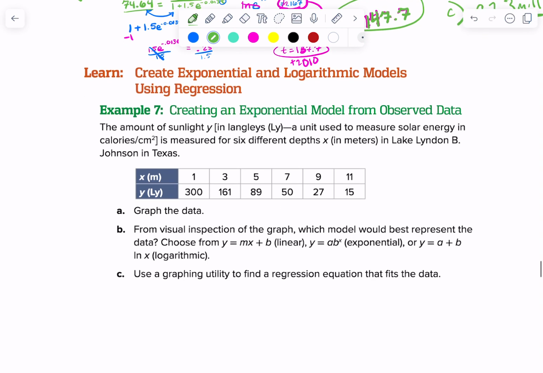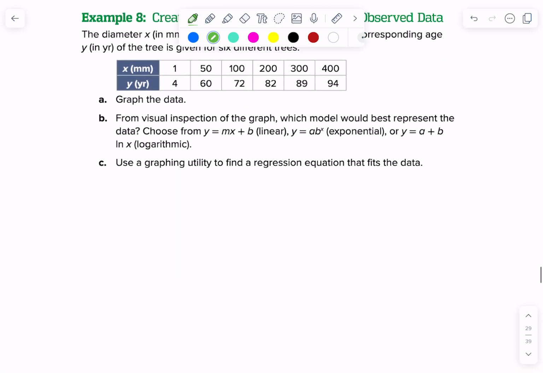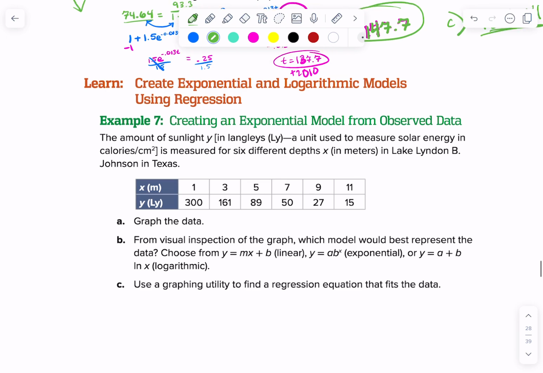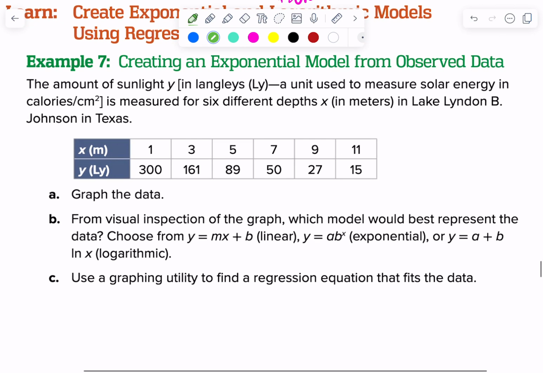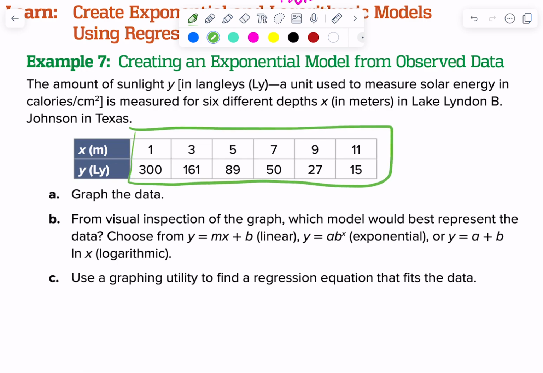Ready? Okay, this is where the hard part comes in. Graph the data. Okay, here we go. You need your graphing calculator, your big fat graphing calculator. Look onto somebody's if you don't have one. We are going to graph this data. Your steps, if you're following along on the computer, here's how this works.